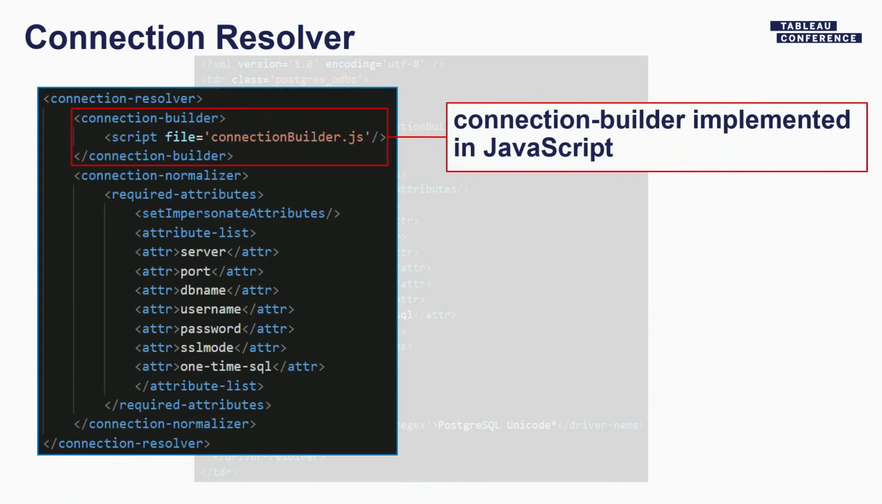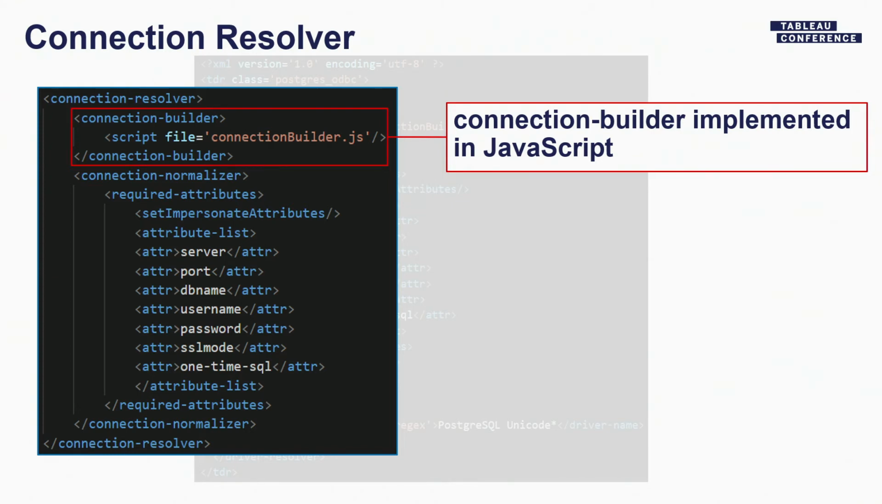At the top here, you can see that for this example, the connection builder is implemented in an external JavaScript file. And how this works is you write the method in this file, and it has a very specific parameter set and a very specific return value. And then it will spin up a sandbox JavaScript instance.